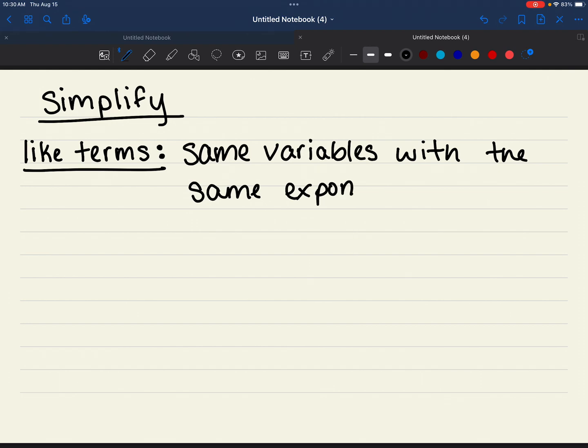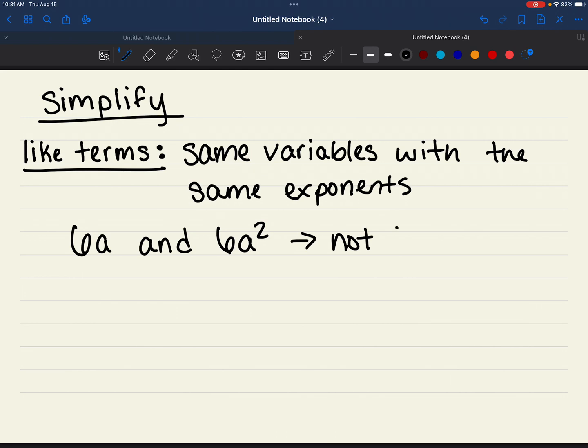Okay, because we're going to start getting into some things that have different exponents. 6a and 4a squared are not like terms, right? Let me write this down. Do we need to write this? You can. You don't have to.